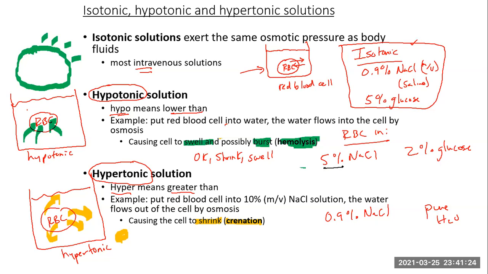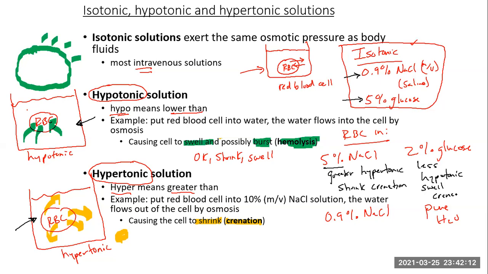Well, first off, we have a 5% sodium chloride solution. 5% is greater than 0.9%, and that means that this would be a hypertonic solution. That means that our red blood cell here will go through this process, which means it is going to shrink and go through crenation. 2% glucose: 2% glucose is less than 5%. That means that this is considered a hypotonic solution, which means we're going to go through this situation here. And that means that the cell is going to swell and burst, which is known as crenation.